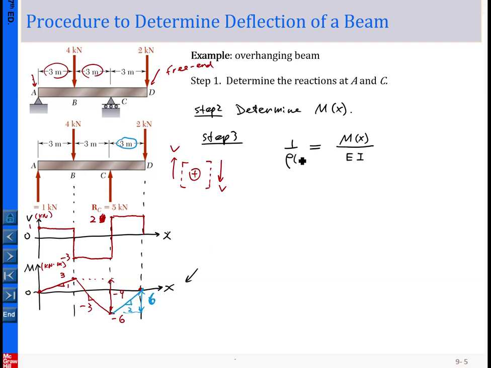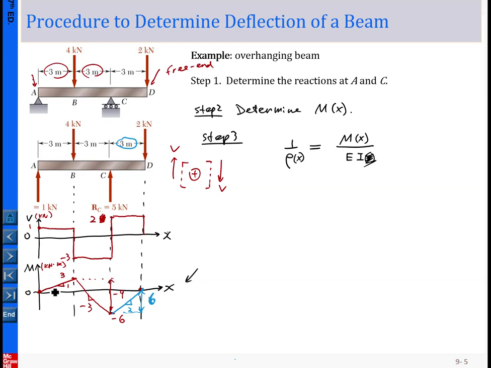In general, this is a function of x, and maybe this can be a function of x, but in these chapters we assume the moment of inertia is constant throughout the whole beam. In general, that can be a function of x as well. The same thing for Young's modulus. Okay, so now for this case, we have the equations here.